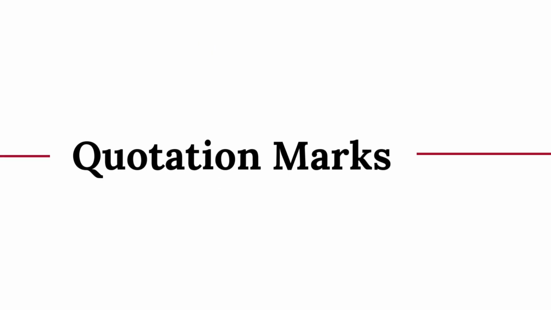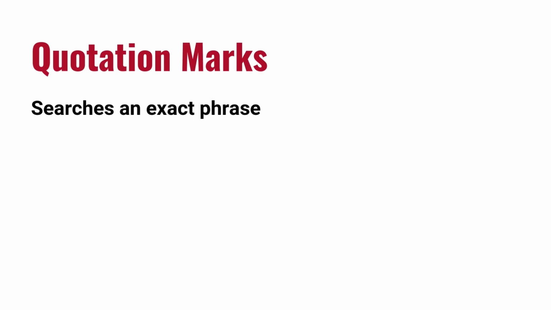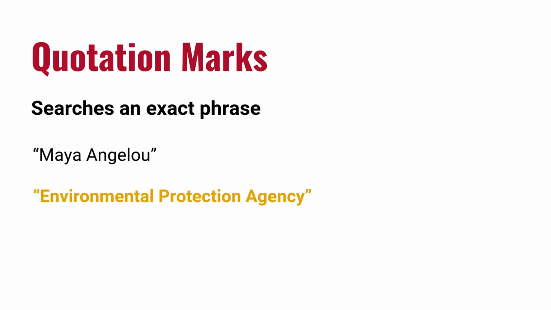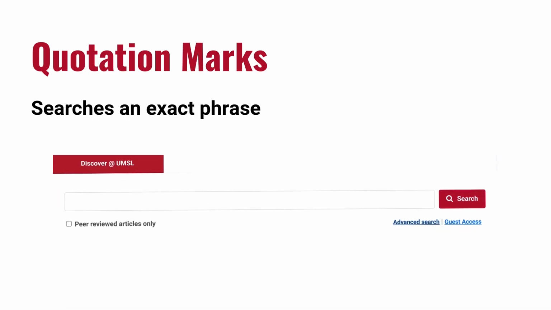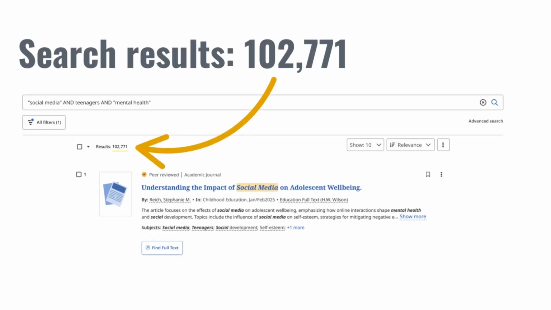Another way to narrow your search is to use quotation marks. When you use quotes, the search tool looks for that exact phrase, rather than searching for the words separately. Quotes are useful for phrases of 2 or more words. In our sample search, we can place social media and mental health in quotes. Now we have even fewer results to sift through.